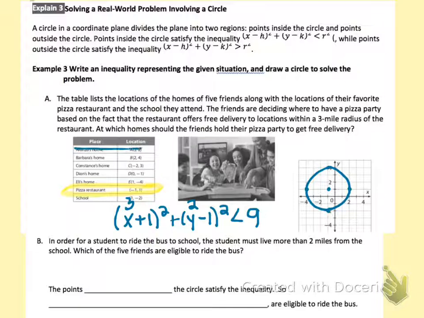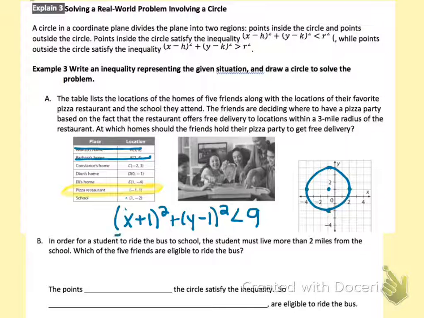Okay. Barbara's home, you could put the 2 in. If I put a 2 in here and the 4 in there, 2 plus 1 is 3, and 3 squared is 9. Then 4 minus 1 is 3, that's 9. 9 plus 9 is clearly bigger than 9, so that one can't be their house.